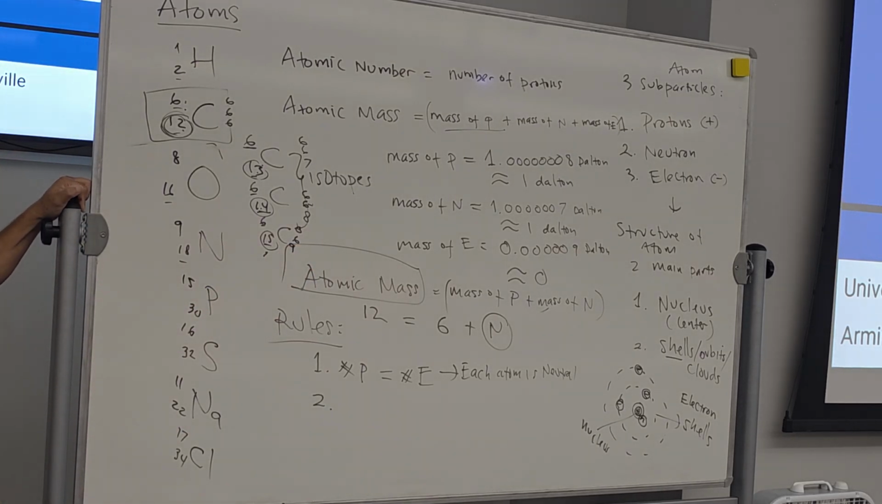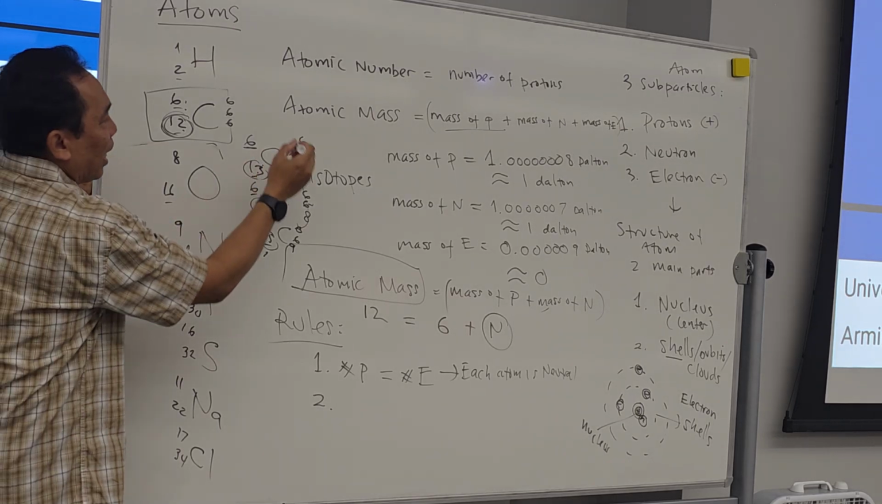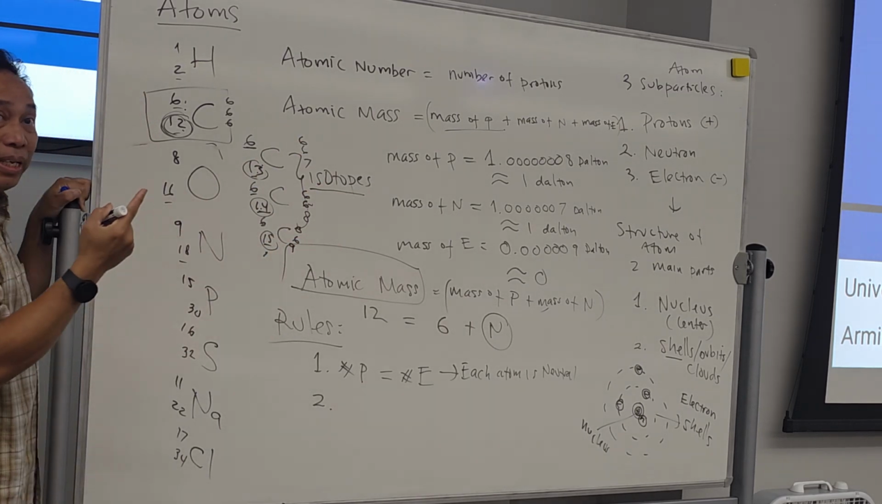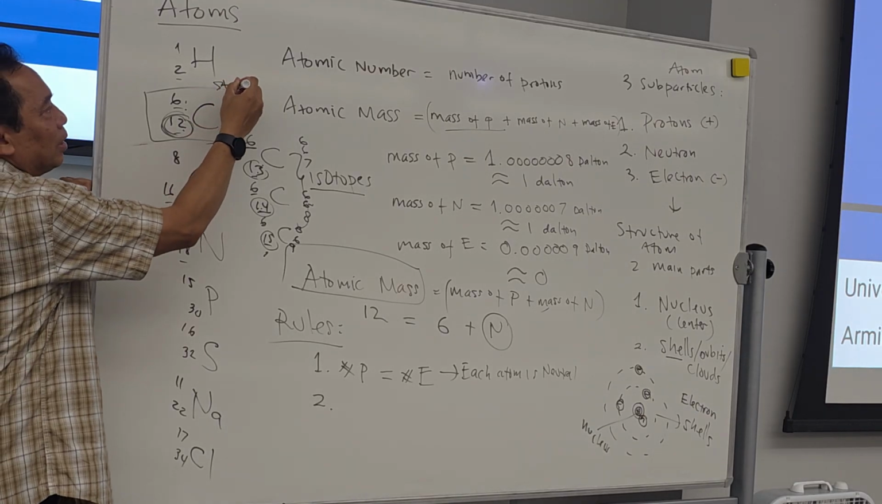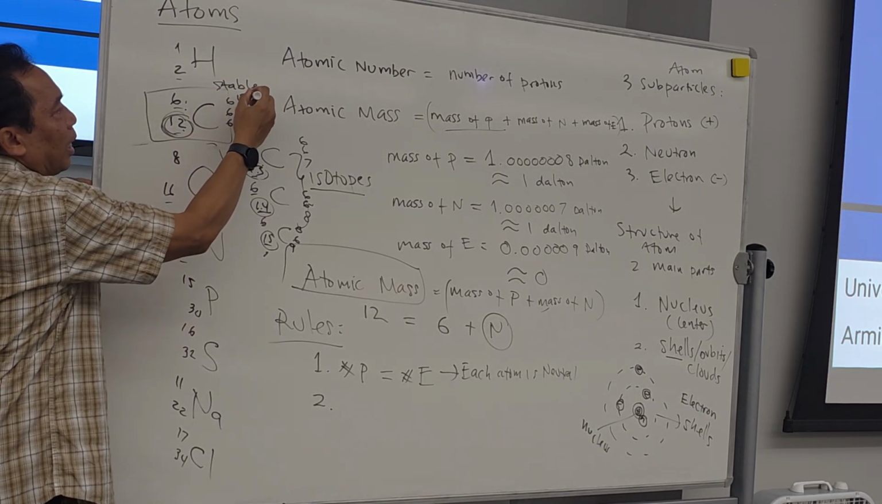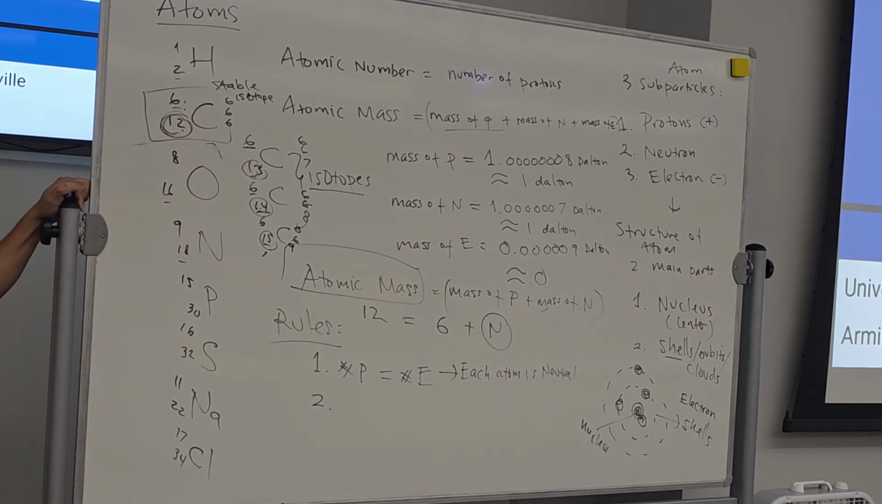So I repeat this again. There are some atoms that have different types, and this is what we call the isotope. Are you with me? The one that is like this is called stable. It is a stable isotope. Okay? You get this one?